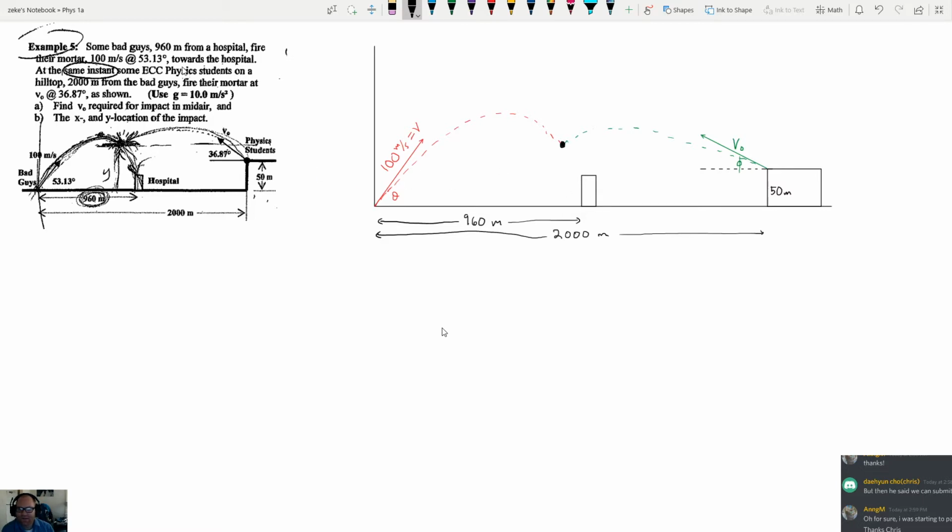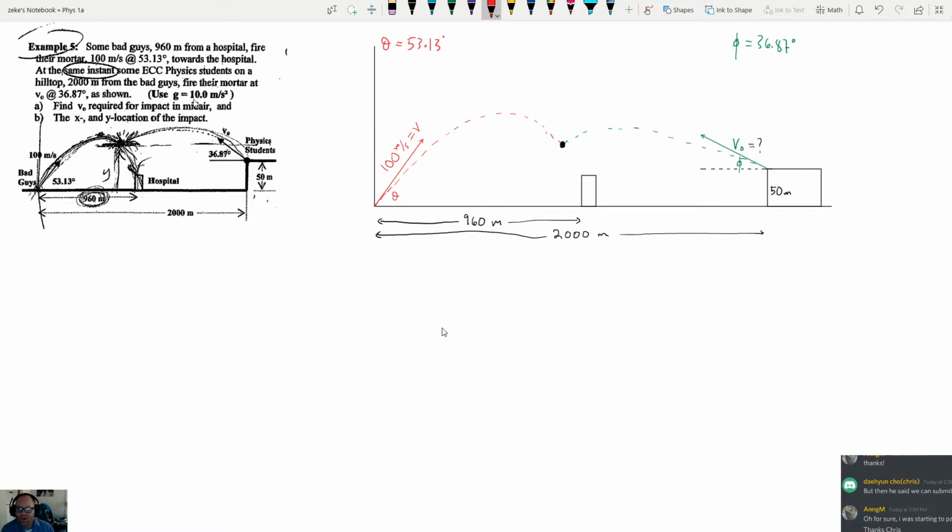At the same instant, some ECC physics students on a hilltop that's 50 meters tall, which is 2,000 meters away from the bad guys, fire their mortar with an initial velocity that we don't know. This is actually what we're trying to calculate. But we do know the angle they make right here. So the angle phi, I'll just write it up here, is 36.87 degrees. And the angle theta is 53.13 degrees.